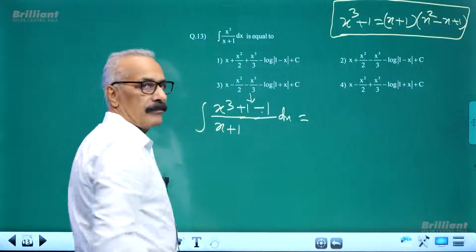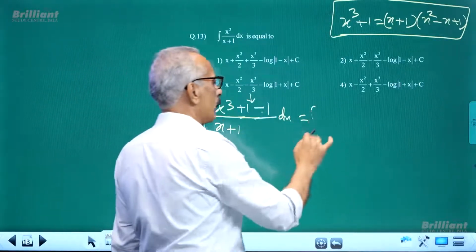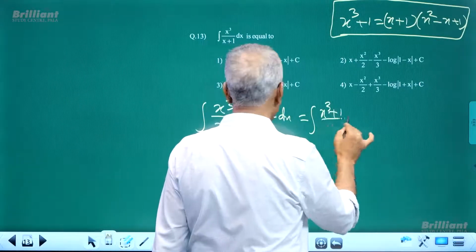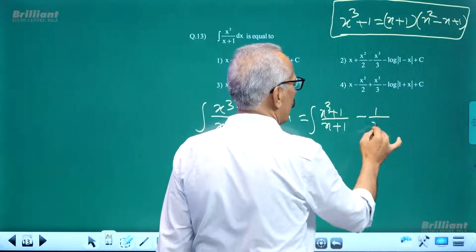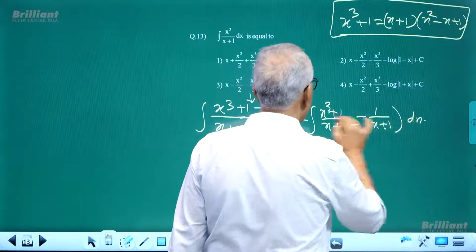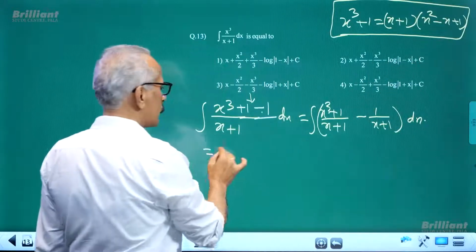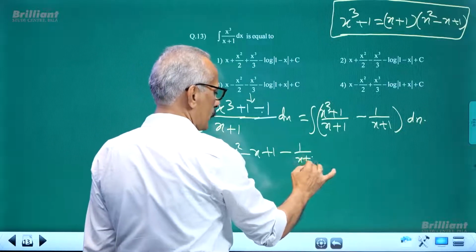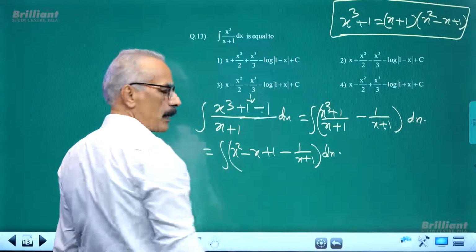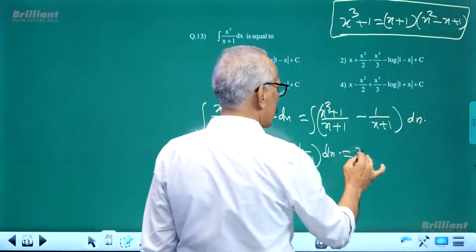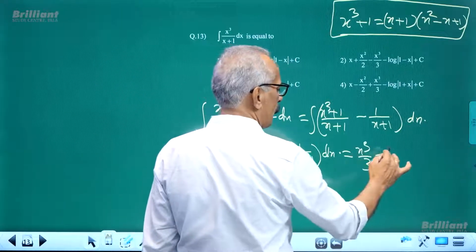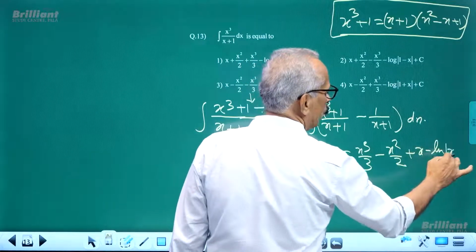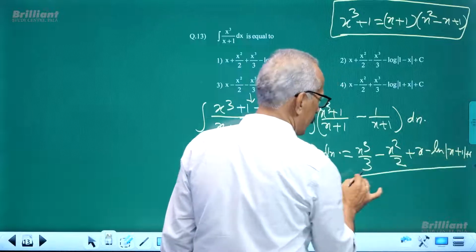Then we split here. x cube plus 1 divided by x plus 1 minus 1 divided by x plus 1, dx. This is a division only; you can divide. This is the integral of x square minus x plus 1 minus 1 by x plus 1, dx. Okay, that long division I have not done. So the integral of x square is x cube by 3, minus x square by 2, plus x, minus logarithm of x plus 1, plus c. Take out your answer.